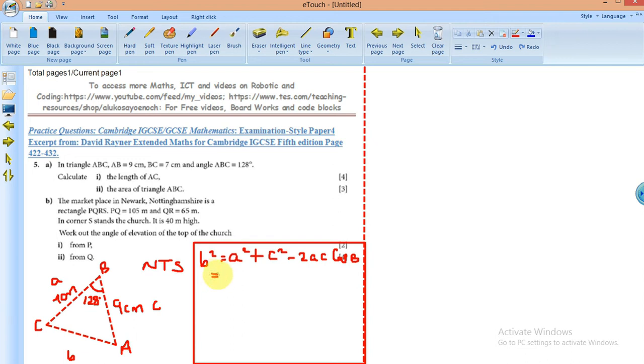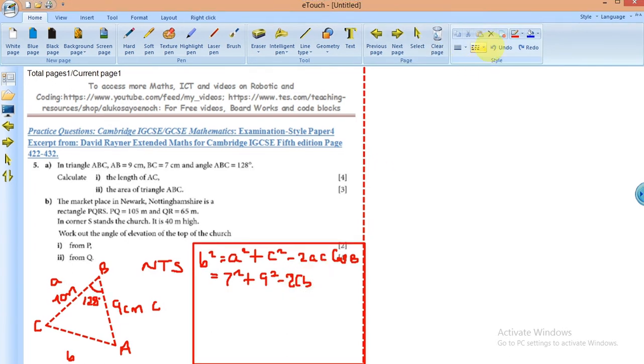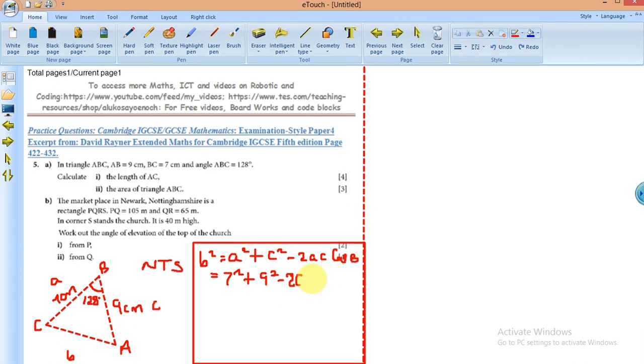So what is a squared? That's 7 squared plus 9 squared, minus 2 times 7 times 9, then cos B, that's cos 128. Why am I writing B? I've started writing it already. Sorry about that. Let's just write 128. It will be outside the box.